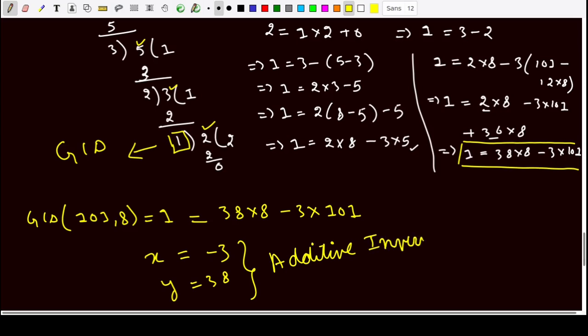The concept of additive inverse is not covered here. I'm sure you have some doubt on additive inverse, but I'll make another video for it, because if I try to explain additive inverse in this video, the extended Euclid algorithm video will become very long. So let us not do that. In case you are interested in additive inverse, please drop a comment and I'll definitely address that.